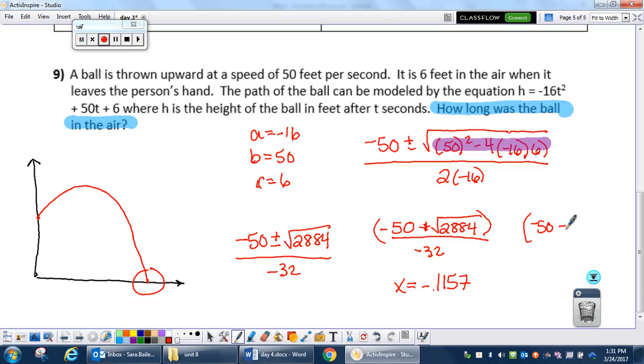-50 minus the square root of 2,884 all over -32. That should be giving us x equals 3.24. So that is our answer because it's positive. So 3.24 seconds.